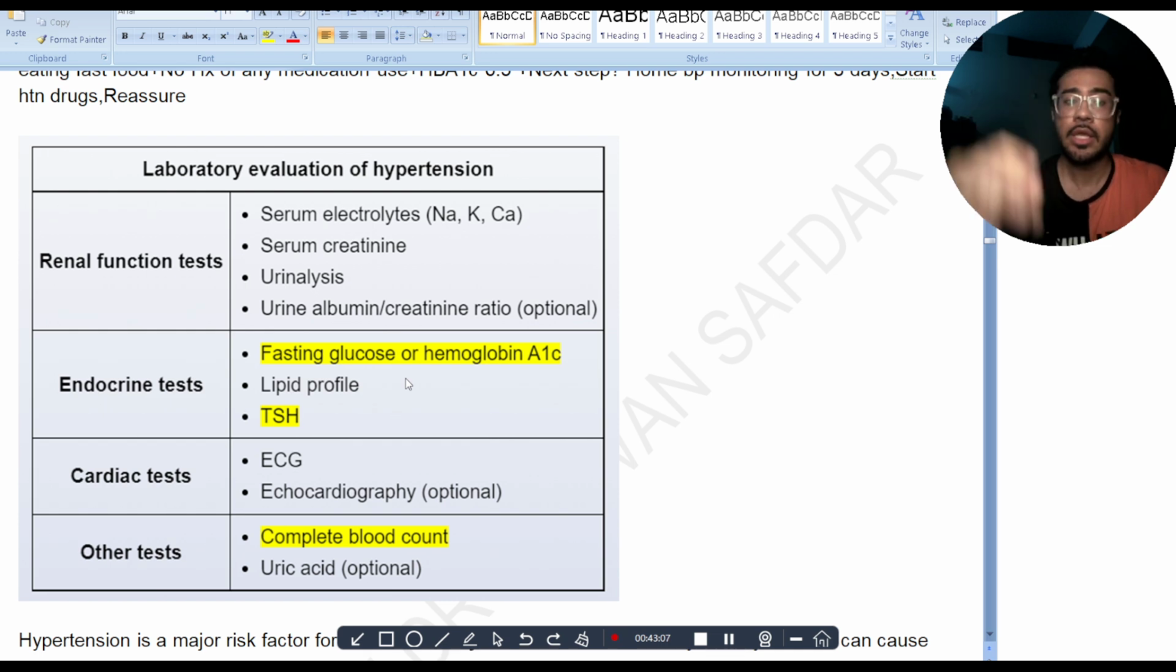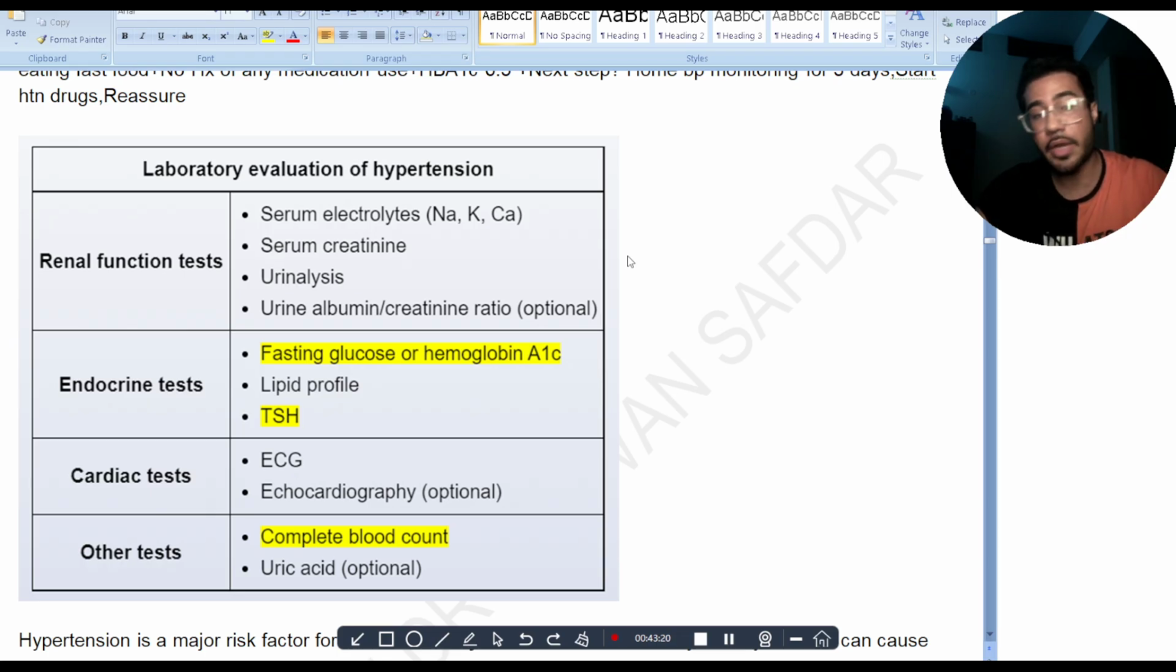So these are the two main things that you are going to screen the patient for, the metabolic syndrome triad basically. And since you're also going to screen any organ that is prone to damage as a result of uncontrolled hypertension, which is usually the kidney, you also do a renal function test and serum electrolytes.